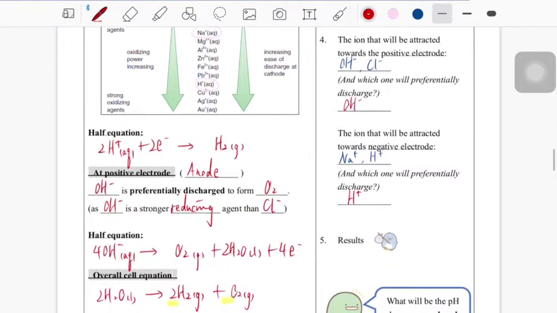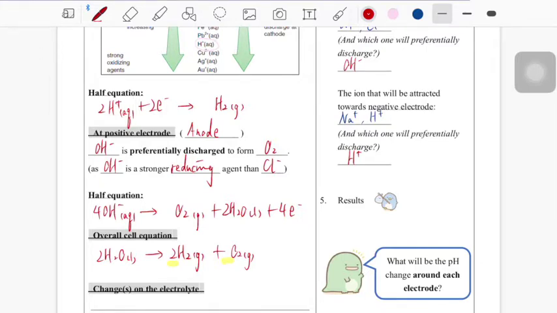Now the last thing we need to do is to use equations to help us conclude what the changes on the electrolyte are going to be. By looking at the overall equation here, we know that water has been constantly removed from the solution, so we have less of the solvent. But we have not used any sodium ions or chloride ions, so the total amount of the solute in the solution, which is sodium chloride, stays the same. Hence, the concentration of sodium chloride would increase.